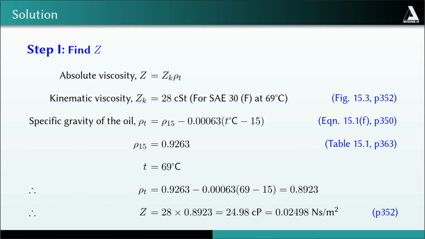Now substituting the values of Zk and rho T, we get the absolute viscosity Z as 24.98 centipoise, and converting it into Newton second per meter squared, we get 0.02498. This conversion factor can be obtained from page 352.